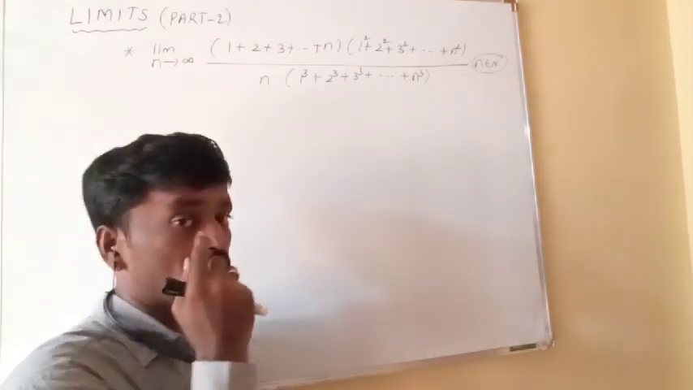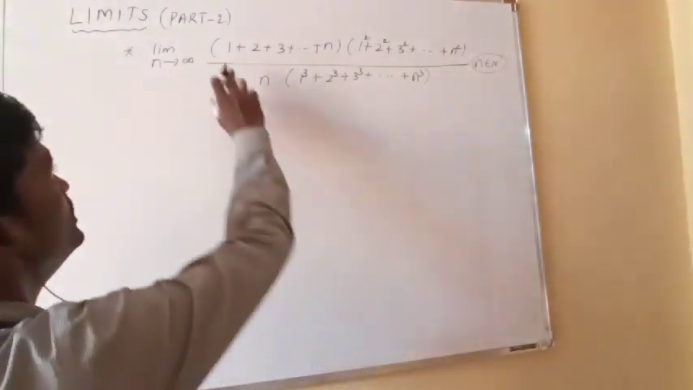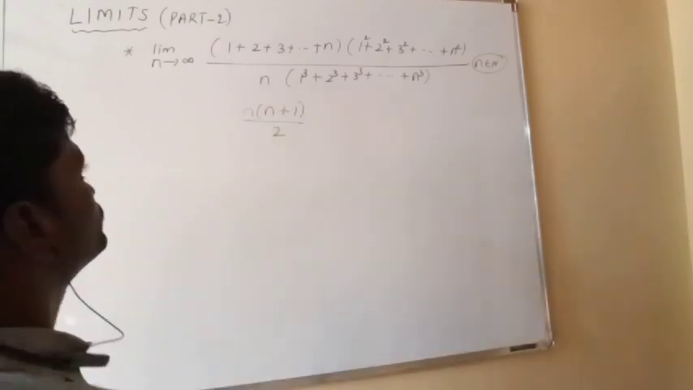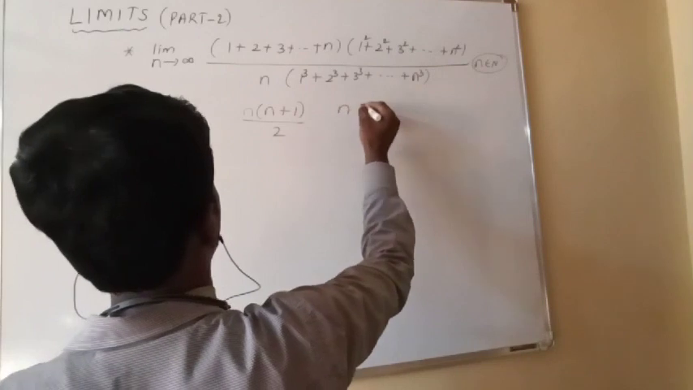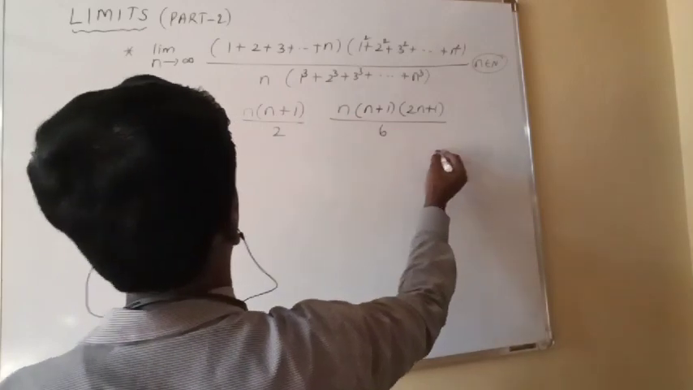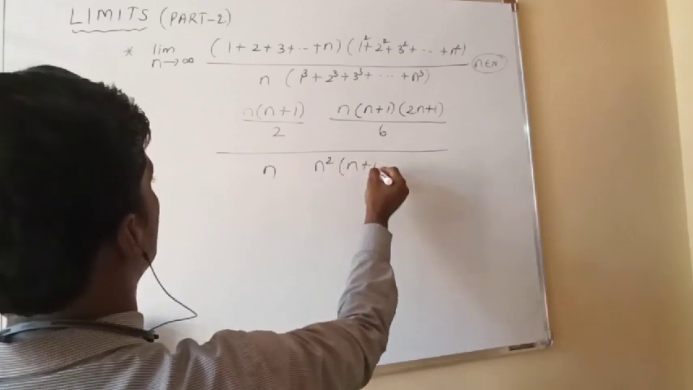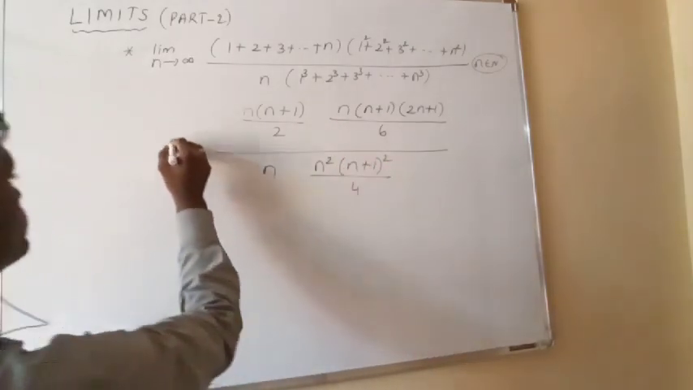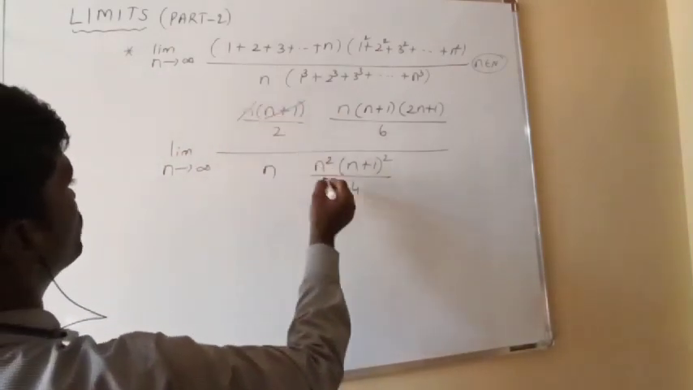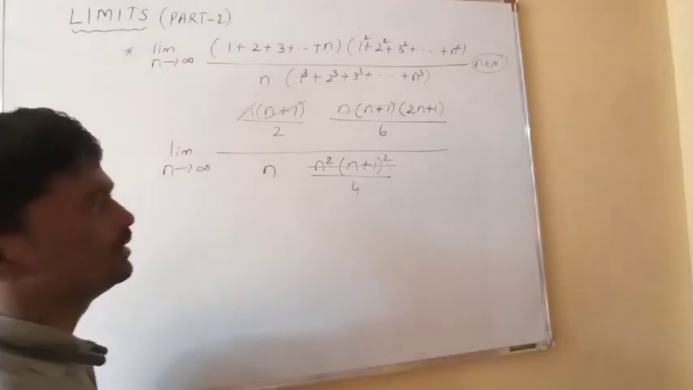This kind of series model problem comes up. Just find first the sum of those n terms. We already have formulas for the sum of these n terms. What is the formula? n into n plus 1 by 2. And sigma n square is n into n plus 1 into 2n plus 1 by 6. Whole divided by n into, what is the sigma n cube formula? n square into n plus 1 whole square by 4. So cancel n into n plus 1, n into n plus 1. Again here n into n plus 1 gets cancelled.